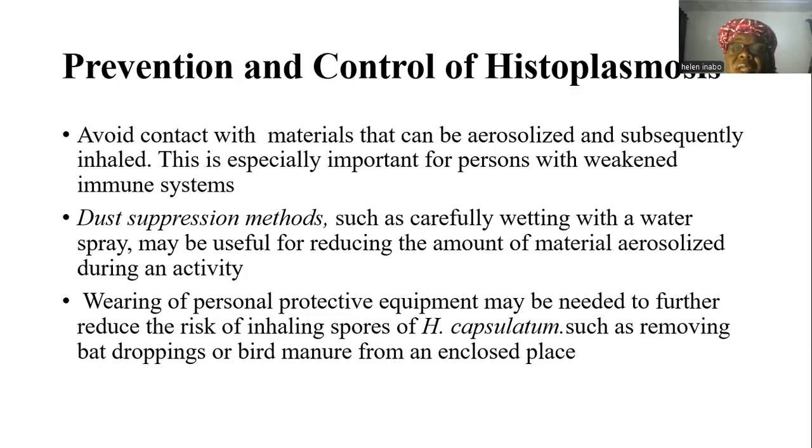Prevention and control of histoplasmosis. Histoplasmosis occurs in areas where persons that cannot afford chemical fertilizers now use bird or bat droppings, which have been aged. In the process of applying these bat or bird droppings containing the spores of Histoplasma capsulatum, the materials become aerosolized and subsequently they are inhaled.